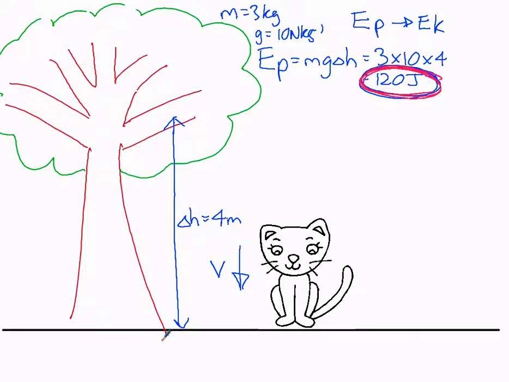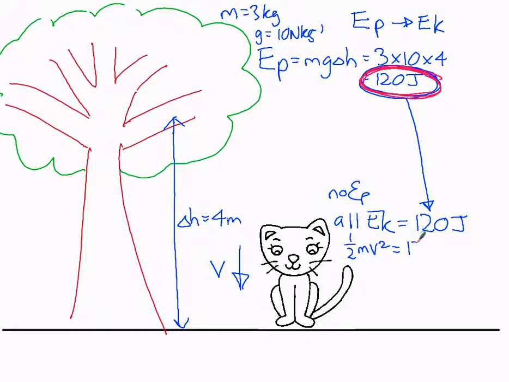We know when it gets to the ground it's all EK and no EP, just before it hits the ground. We know that the EK value, kinetic energy, must be 120 joules because that's all we had to start with, and all that potential's changed. So we can say a half mv squared is 120.